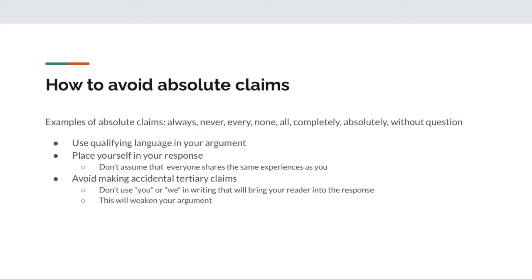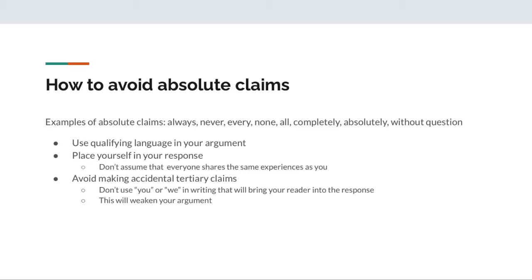One thing that we use when we're writing is absolute claims, which is something that we really need to avoid. These include always, never, every, none, all, completely, absolutely, and without question. If you are struggling with how to not use these in your essay, you need to think of qualifying language and how to use that in your argument.